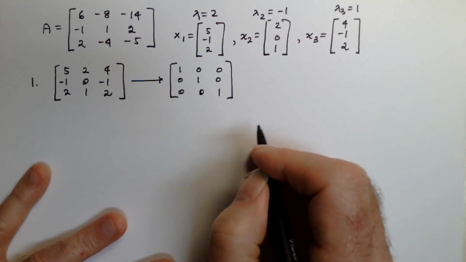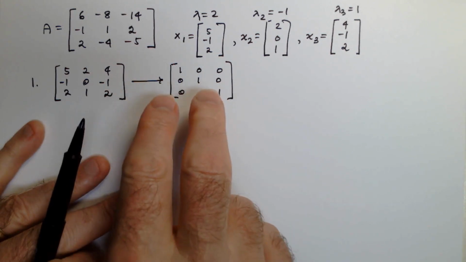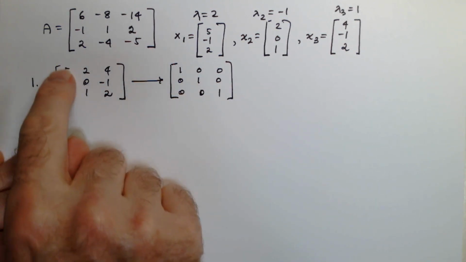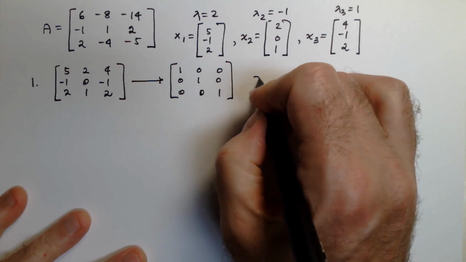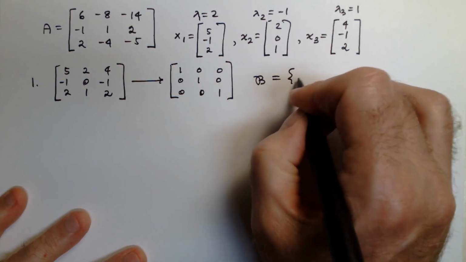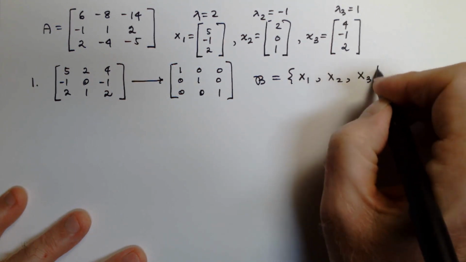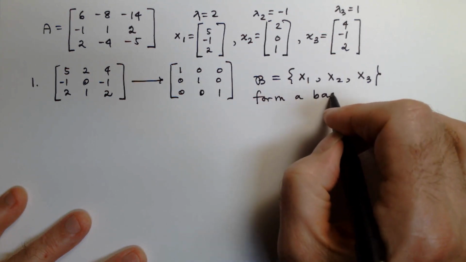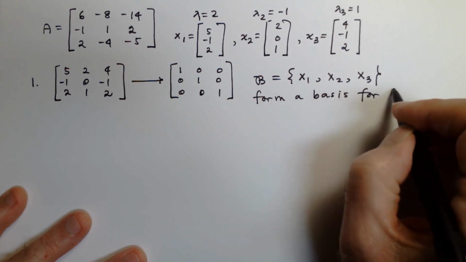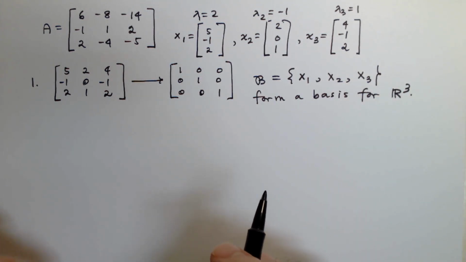One of the consequences of our fundamental theorem on invertible matrices is that if a matrix row reduces to the identity matrix, then its columns, in this case, form a basis for R3. So we can say that the collection of vectors B consisting of x1, x2, and x3 form a basis for R3. Okay, so we've fulfilled the first part of this problem.